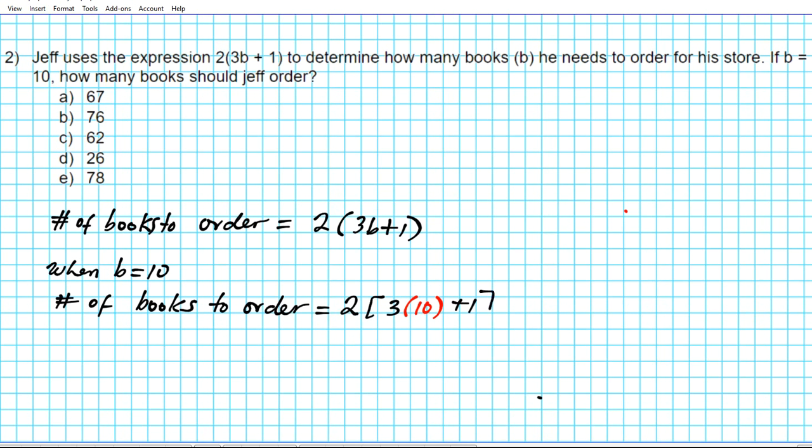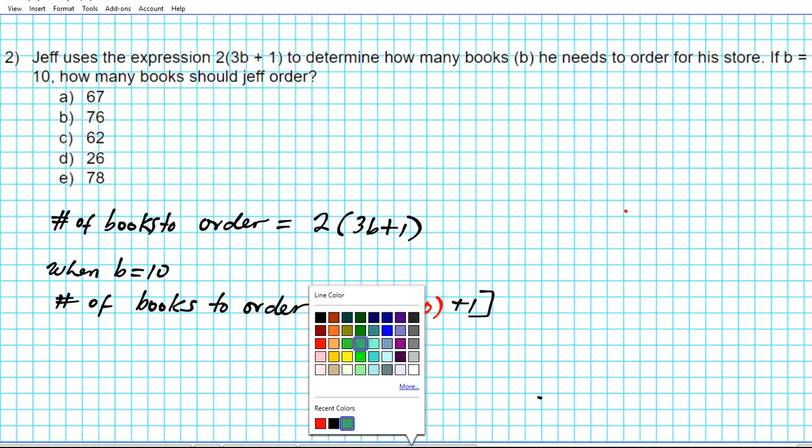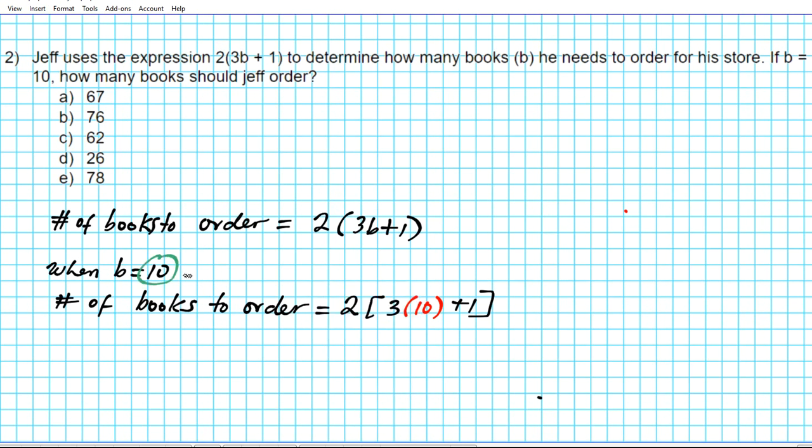So at any b value, 2 times the quantity 3b plus 1 will tell Jeff how many books to order. When b is equal to 10, all we're doing is taking that value 10 and substituting it in for b in this expression. That's how we got this result that we have here.